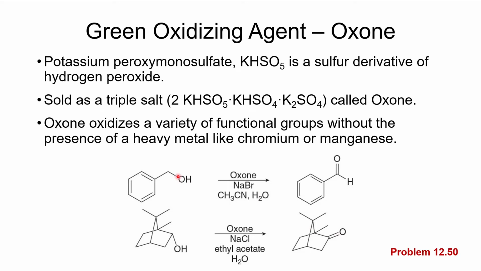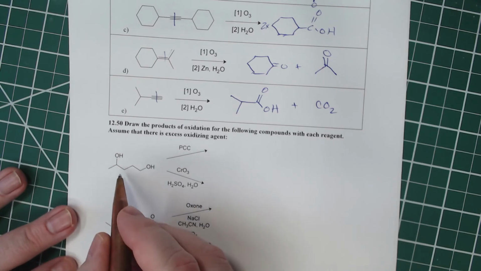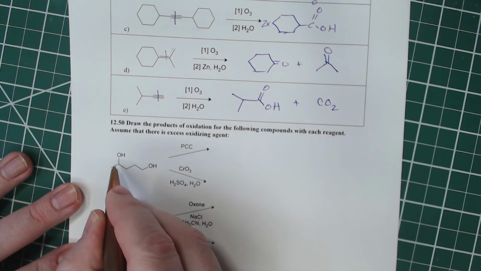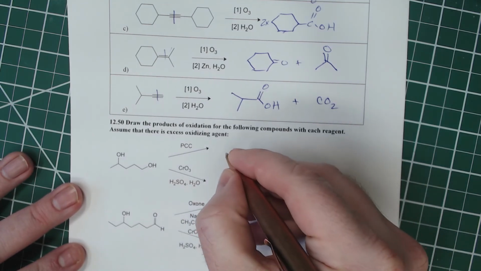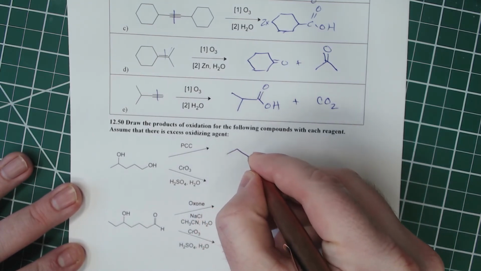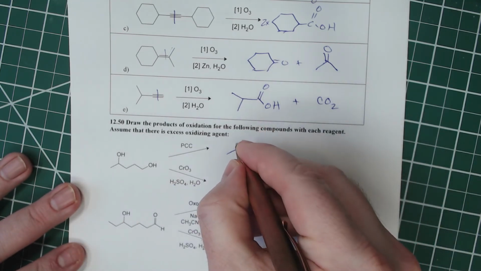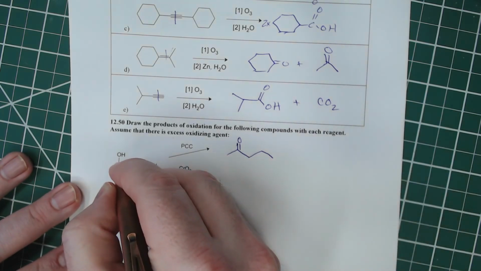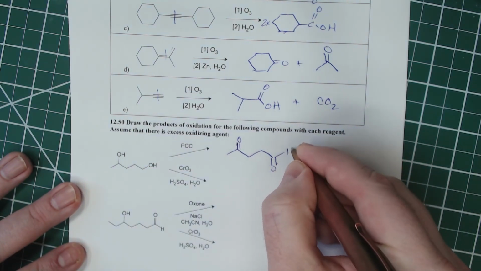Okay, so let's look at number 50 on our in-class assignment here. So here we are oxidizing this particular alcohol. Here we have a secondary alcohol and a primary alcohol. 1, 2, 3, 4, 5 carbons. So I'm going to draw the 5 carbons. With PCC, it'll oxidize the secondary alcohol to a ketone, and our primary alcohol will get converted into an aldehyde.